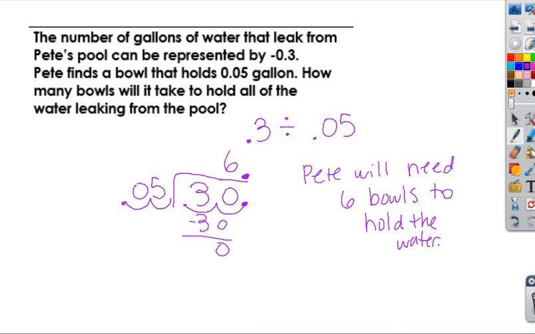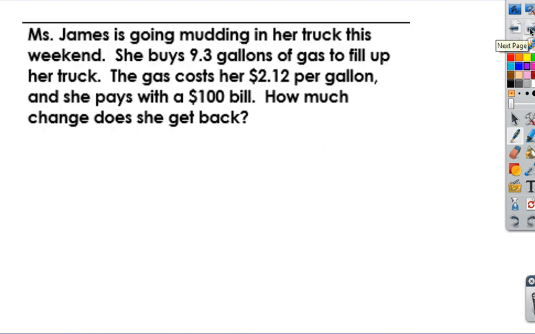Let's go ahead and look at number 6 as well on the same video. Miss James is going mudding in her truck this weekend. She buys 9.3 gallons of gas to fill up her truck. The gas cost her $2.12 per gallon, and she pays with a $100 bill. How much change does she get back?